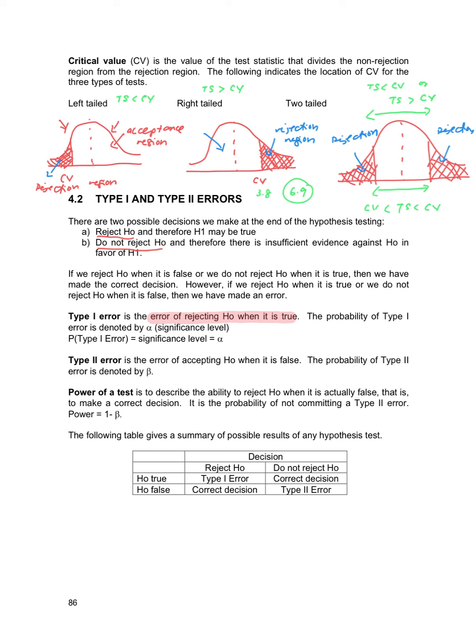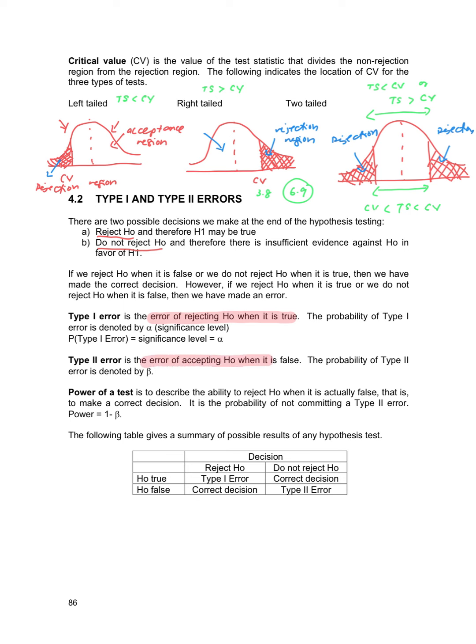Kita buat keputusan yang silap. Okay, so the probability of type 1 error is denoted by alpha. Okay, so we can write as probability of type 1 error is equals to significant level and also equals to alpha. Okay, whereas the type 2 error is the error of accepting H0 when it is false.